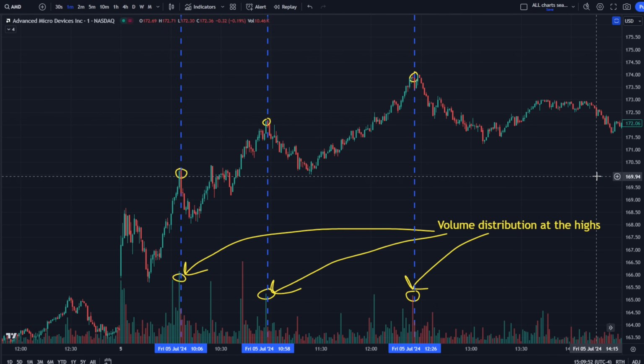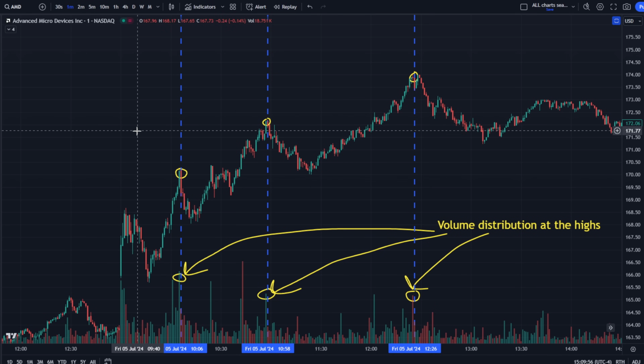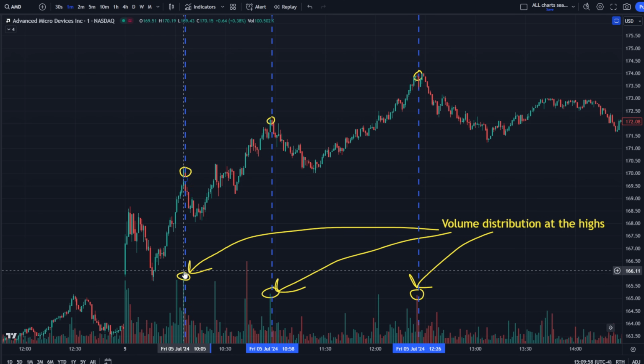Okay, so I wanted to zoom in to this chart. This is AMD, the 1 minute chart here, and I wanted to zoom in so that you could see the volume bars that I'm talking about. So it's very important to understand that after an extended move here, you see this volume bar spike, and there's your pullback, okay?